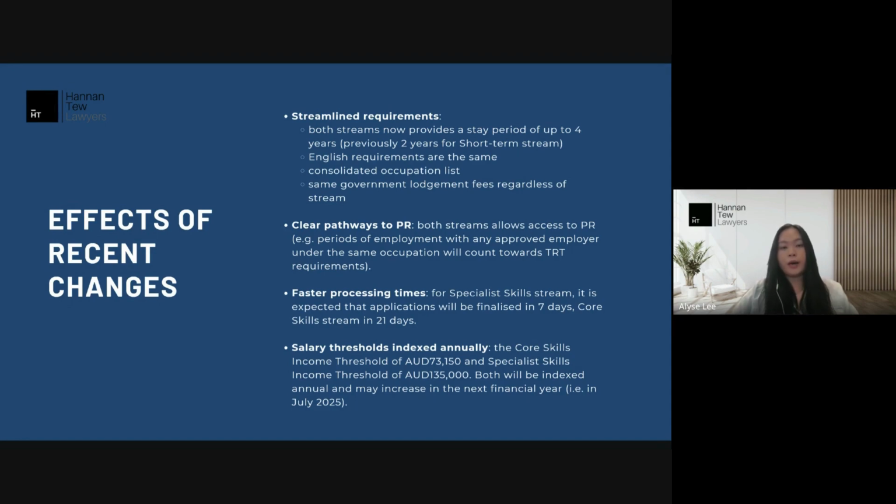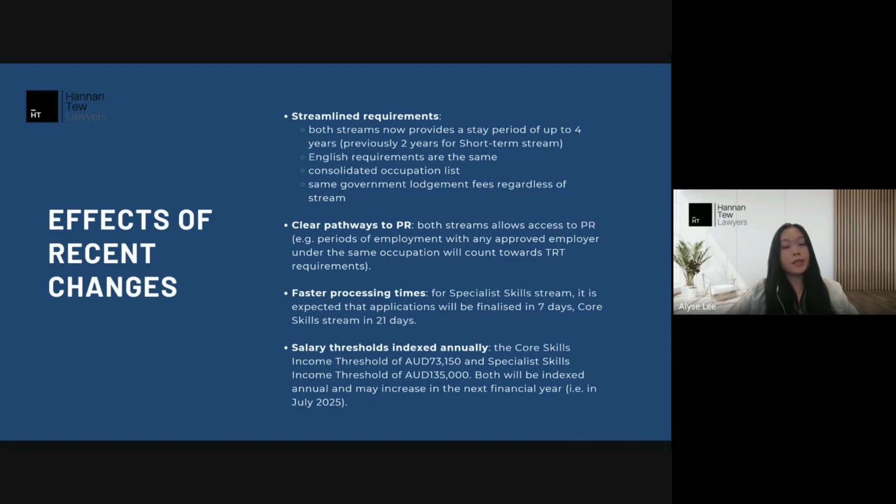There are also clearer pathways to employer-sponsored PR. Both streams allow access to PR through the 186 visa program. Periods of any employment with any approved sponsor under the occupation that they're approved under will count towards the TRT requirements. Previously, the 186 visa was only available to 482 visa holders in the medium-term stream, and after the COVID pandemic, it was opened up to allow short-term 482 visa holders to have access as well, subject to them meeting the relevant requirements. Now, it pretty much is available to all 482 visa holders.